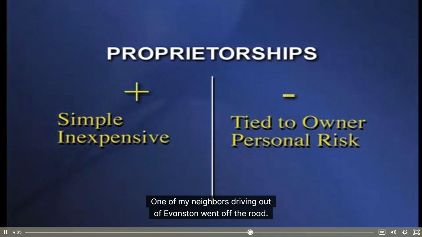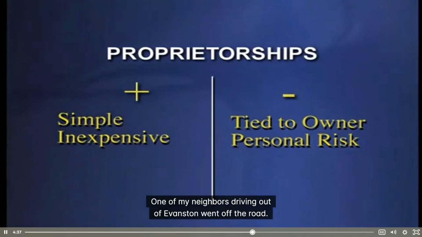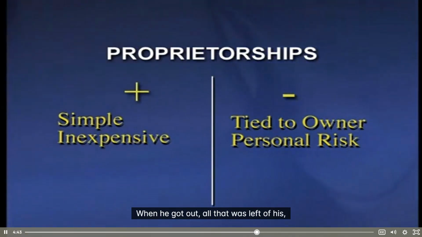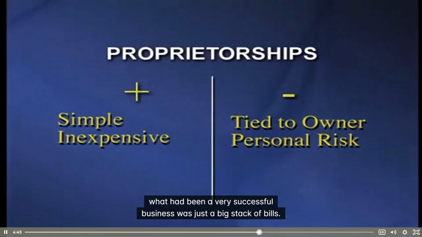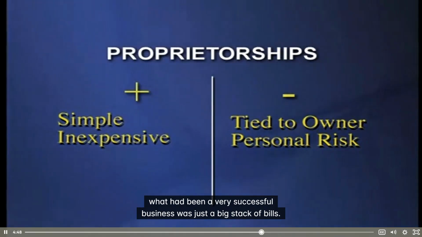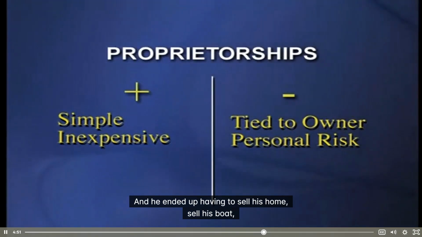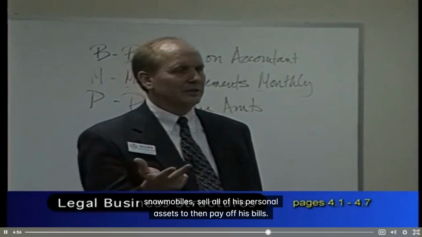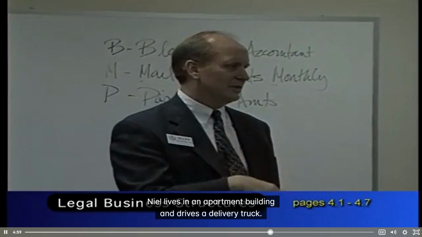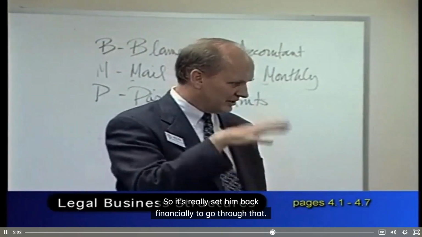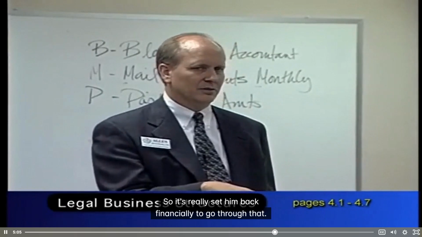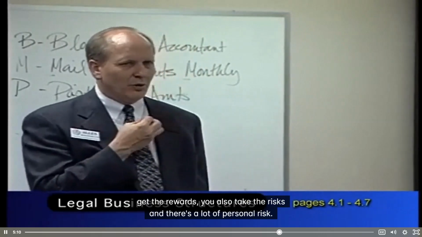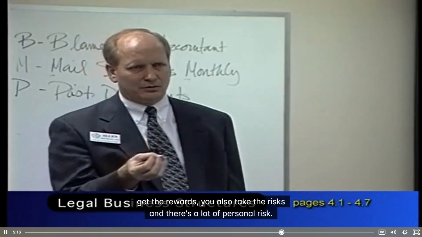One of my neighbors, driving out of Evanston, went off the road. It took him 6 months to recover from that injury. When he got out, all that was left of what had been a very successful business was just a big stack of bills. And he ended up having to sell his home, his boat, his snowmobiles, all of his personal assets to then pay off his bills. He now lives in an apartment building and drives a delivery truck. So it really set him back financially to go through that. So recognize that when you get the rewards, you also take the risks. And there's a lot of personal risk.